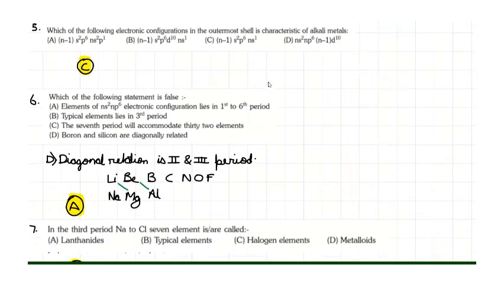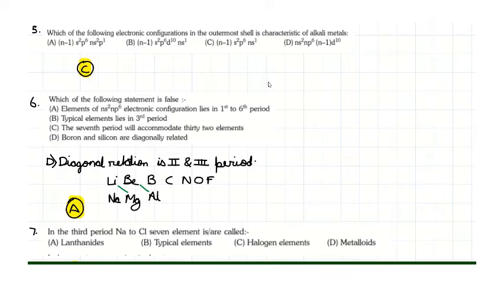We have to find the electronic configuration in the outermost shell for alkali metals in the fifth question. Now this directly we would get as (n minus 1) s2, (n minus 1) p6 and ns1.